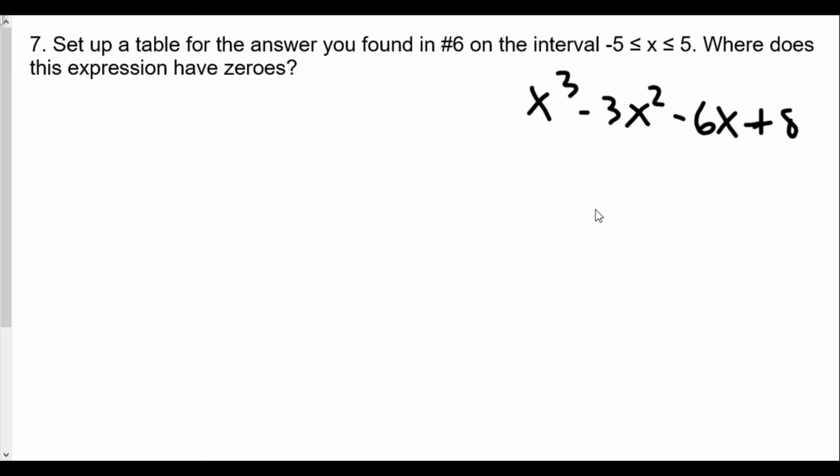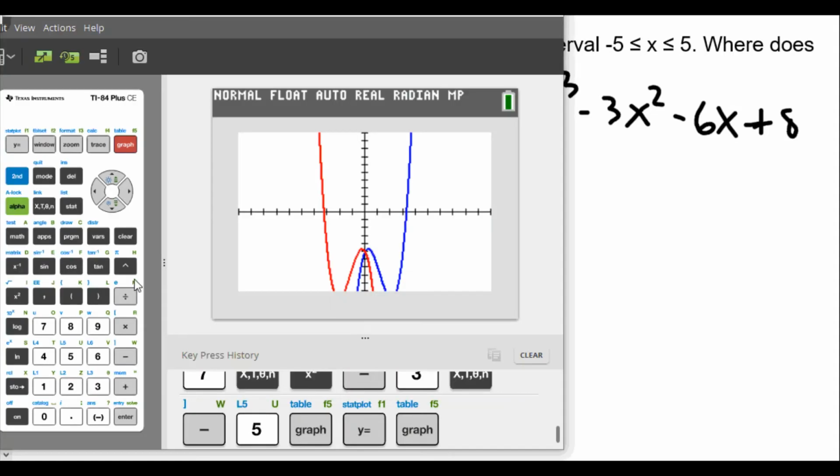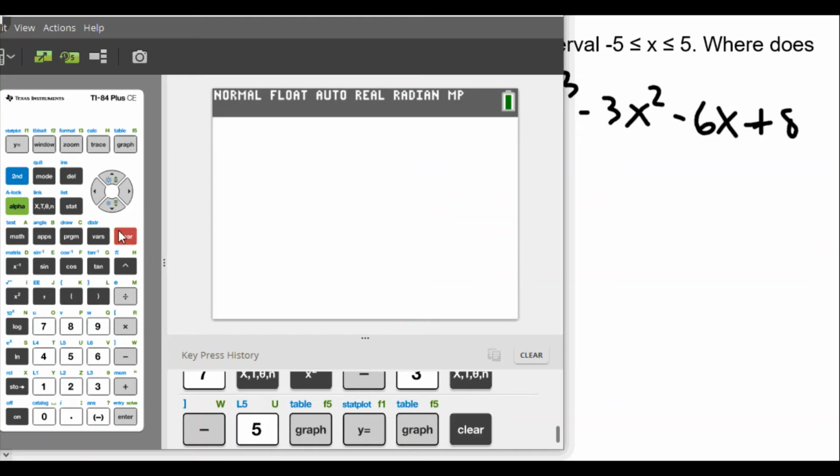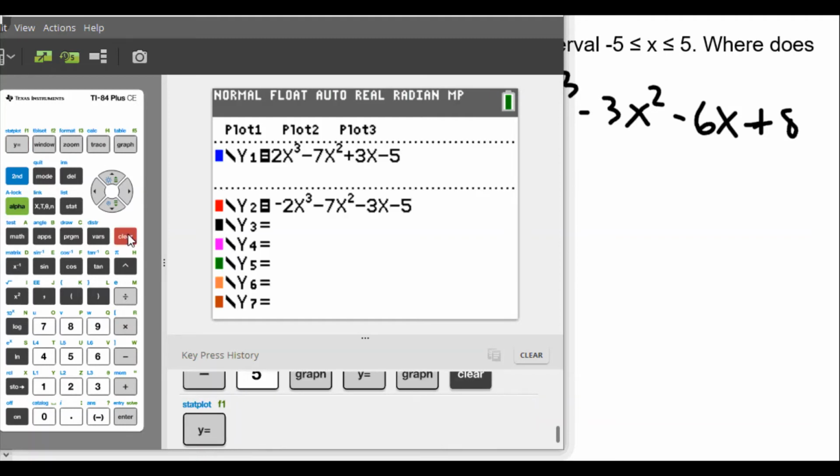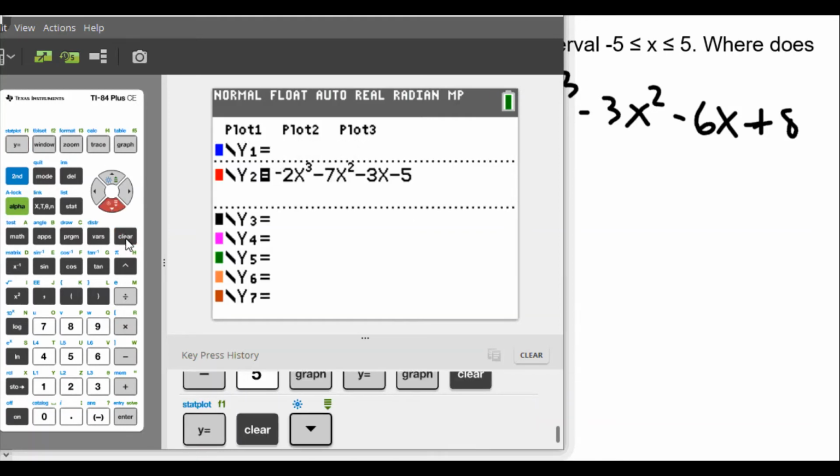And we're going to create a table, in this case from negative 5 to 5, to find where the expression has zeros. So we'll break out our calculator. Okay, let me just clear this. And so now we're going to set up our calculator, Y equals. Let me clear these previous entries from before.